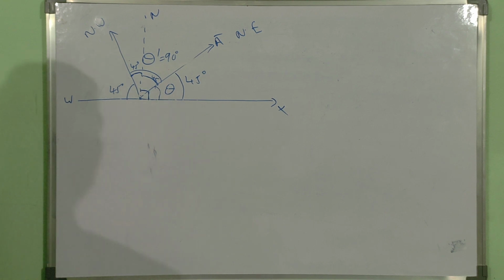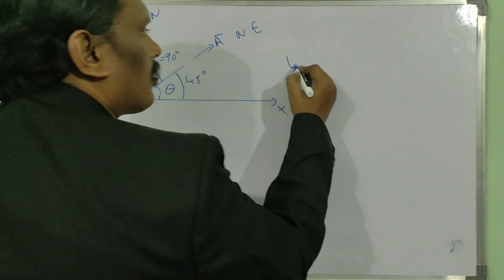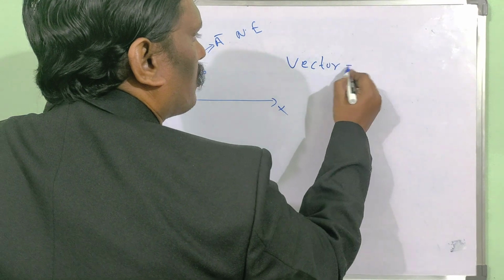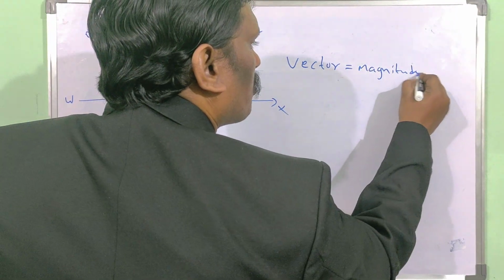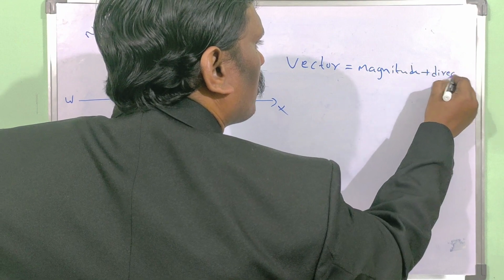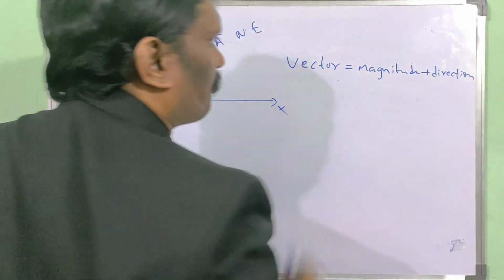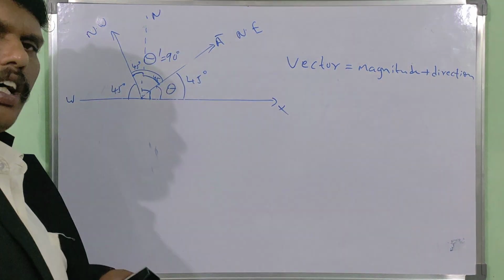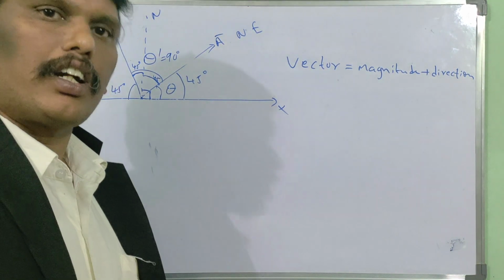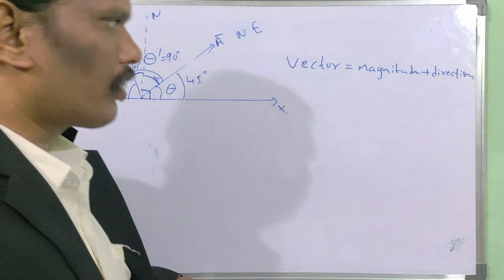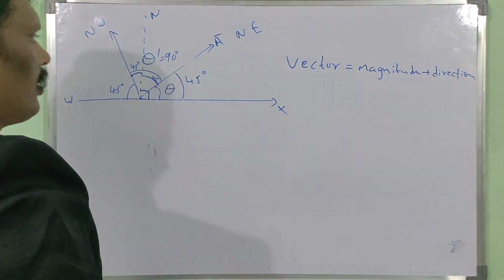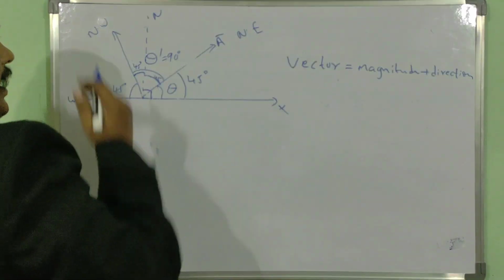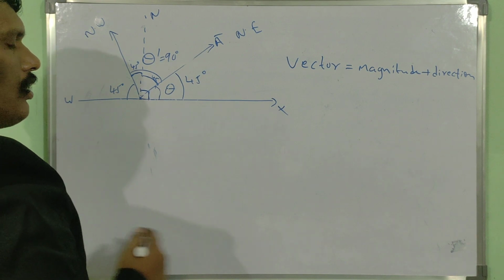That means this vector means what? Not only magnitude plus direction. That combination is a vector. Of course, it should obey the law of vector addition also. No doubt at all. So your vector means what? Magnitude and direction. The same vector rotated through an angle of 90 degrees here.